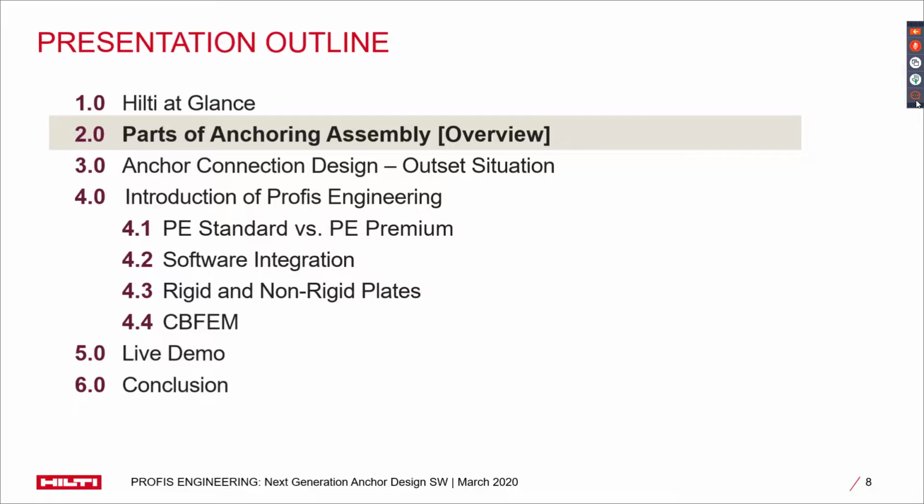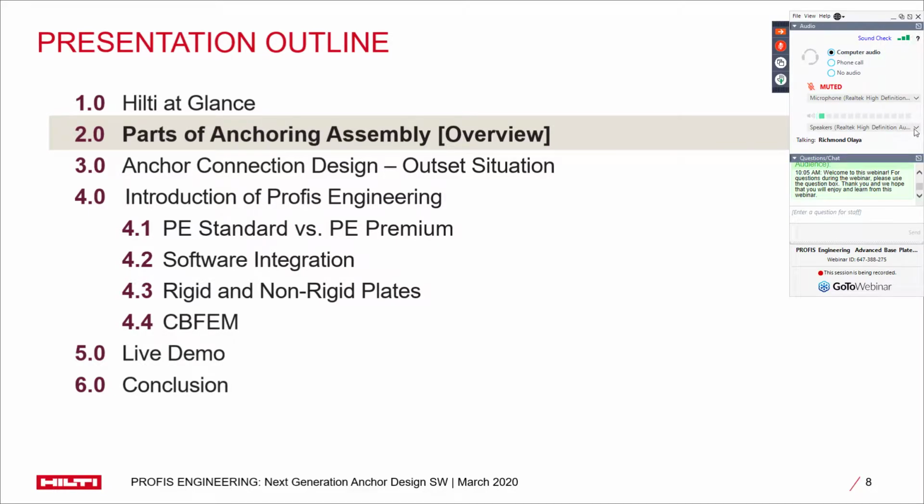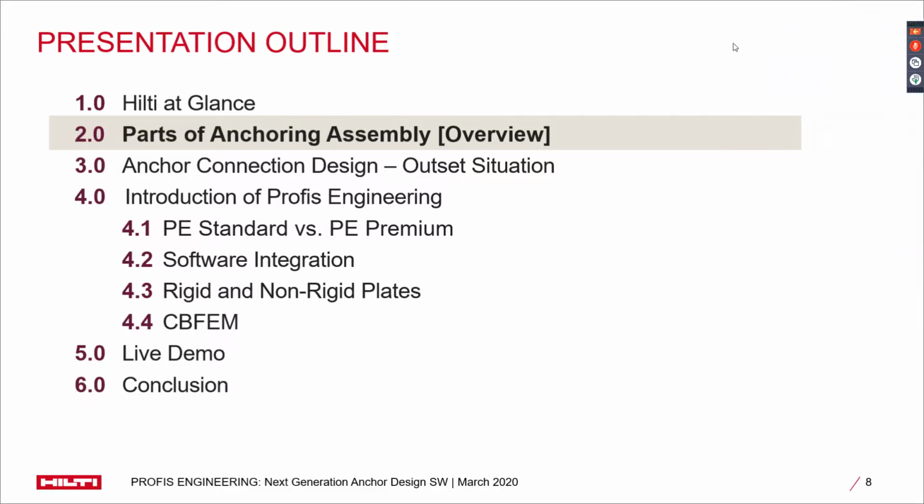So the presentation for today will be as follows. We will start with an overview of the parts of an anchoring assembly. Then we will be discussing the current situation and challenges or pain points that we have found with regards to anchor connection design. Then we will give you an overview on how Profis Engineering can help you solve these challenges. We will also go on a live demonstration on how Profis Engineering works. And finally, before we wrap up, we will open the floor and cover some questions after the presentation.